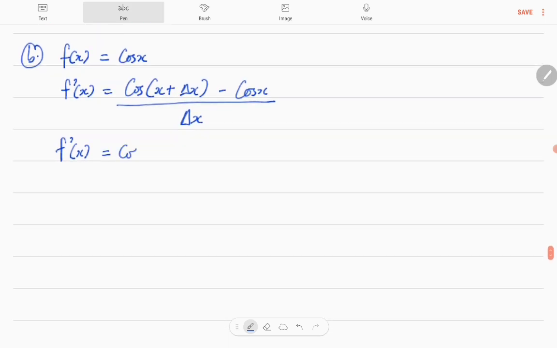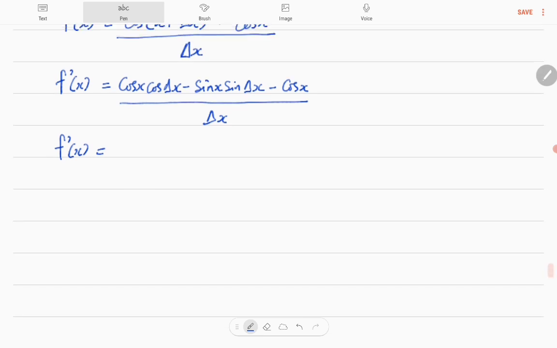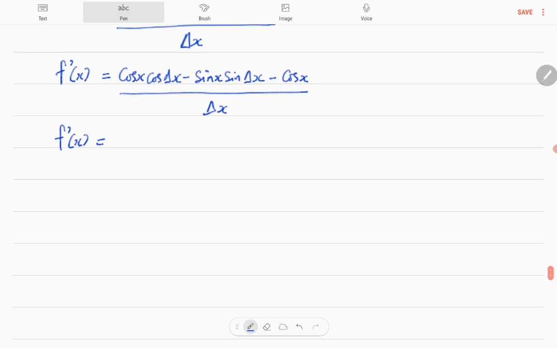So I'm going to use that here. I'm going to have cos x cos dx minus sin x sin dx minus cos x, divided by dx. Now remember we said our cos dx tends to 1 and then sin dx tends to dx, so I'm going to apply it here.